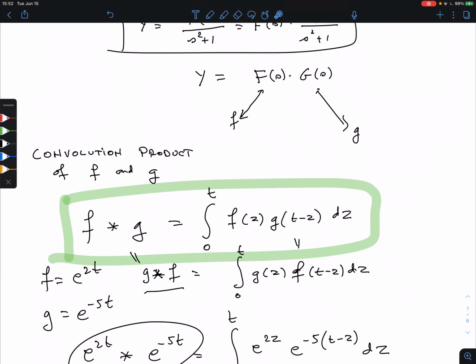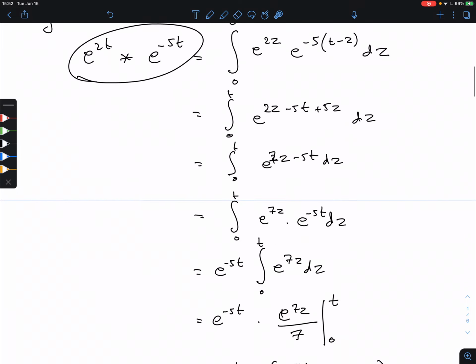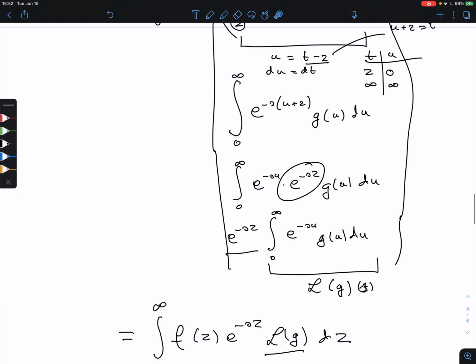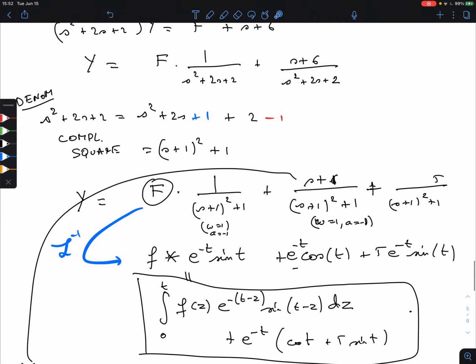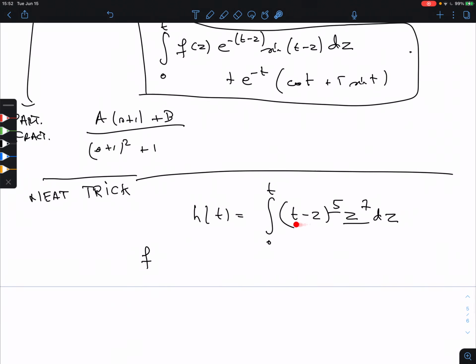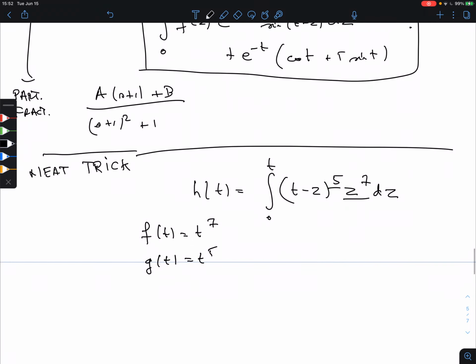One function, we have just the variable, and the other one is t minus z. That's exactly what we're looking for, what we have here. One is the variable and one is t minus z. So this is the f and this is the g. f of t is just t to the 7th, and g of t is just t to the 5th. You agree with me? If you take this f and this g, then this is f star g.